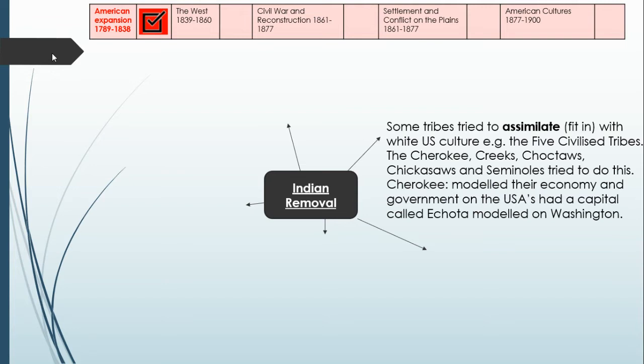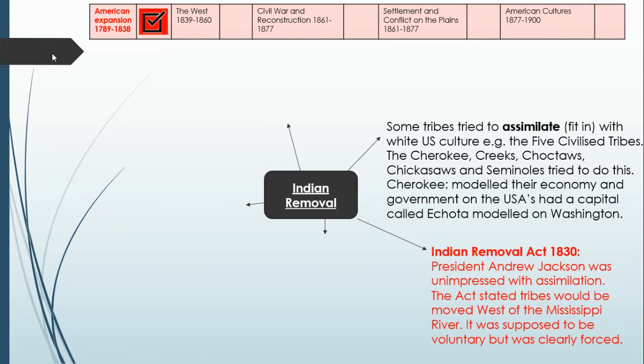All of those names will seem quite odd to us, but you need to make sure that you could use them in the exam. And I've given you an example of the Cherokee, who tend to be the most common example that we see on exam papers, so you might just want to learn how they tried to assimilate or fit in. And I've given you an example of how they did this. So they modelled their economy and government on the USA's, and they had a capital called Echota, which was modelled on Washington. So they were trying their best to mirror what was happening in the white American states in the hope that they would be left alone.